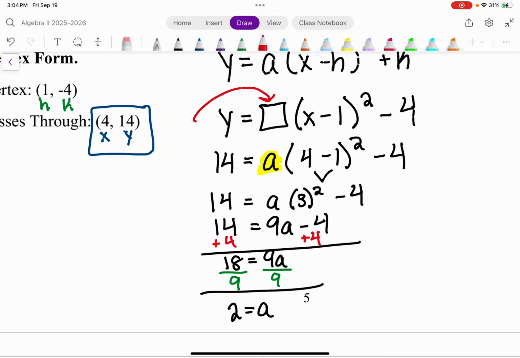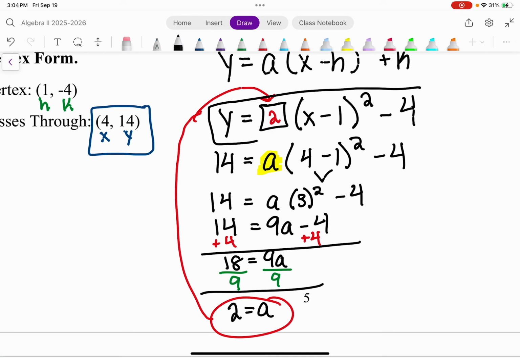Once you have that a value, you are going to plug it into your equation. When you write your final equation, it should have the variables x and y in it. So x and y are part of the final answer. So you would have y equals 2 times, in parentheses, (x minus 1), parentheses squared, minus 4. Another big thing that people tend to forget is the squared. Make sure you don't forget the squared. If you don't have a squared value in your equation, it's not going to be a parabola once you graph it.